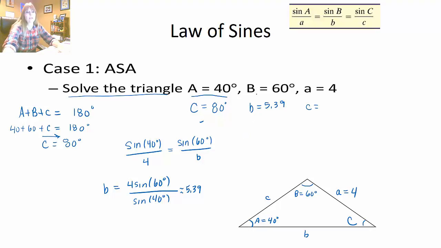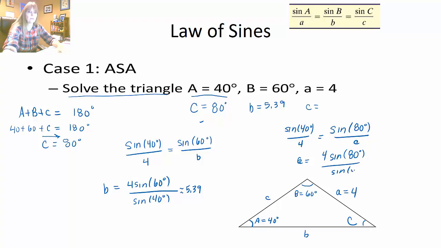All right, now I need little c, so I'm going to have the sine of angle C. Once again, let's use my A, because this information was given to me, and solve for little c: 4 sine of 80 over sine of 40. In your calculator you should get 6.13, and so we're done. We got everything.